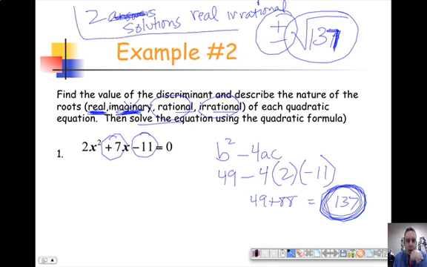There's your answer. Find the value discriminant, which is 137, and that'll tell you 2 real, irrational solutions. Okay? Those are the answers that I want to see.